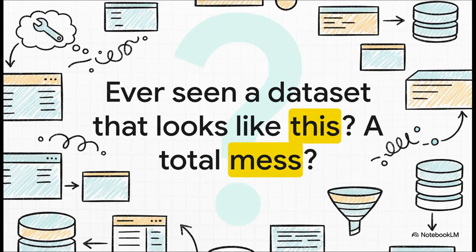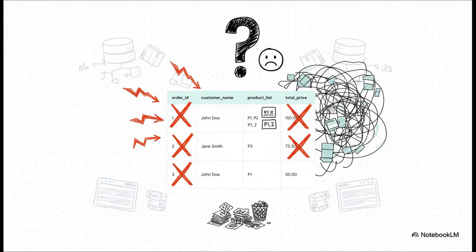So let's dive right in with a problem that I promise you trips up so many developers and data engineers early in their careers. It's a situation that looks simple on the surface but can quickly turn into an absolute nightmare if you don't get it right from the start. Just look at this table. This is a classic example of what not to do.